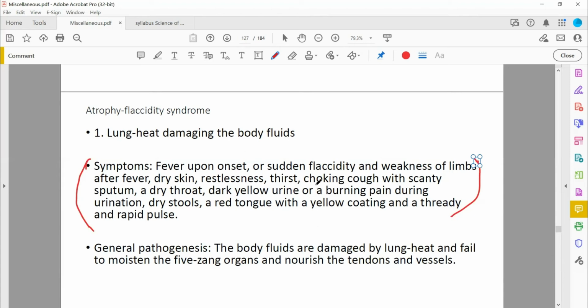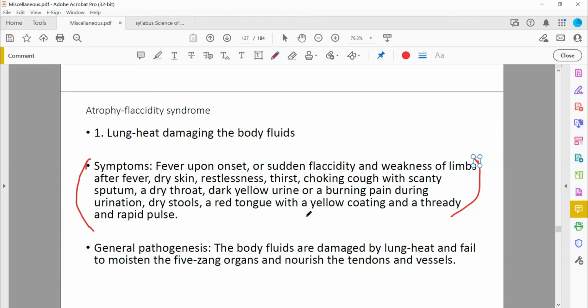So what keywords do you see here? Which word do you see several times? Here, the high fever damages the vessel, and the body loses fluid, no more fluid.